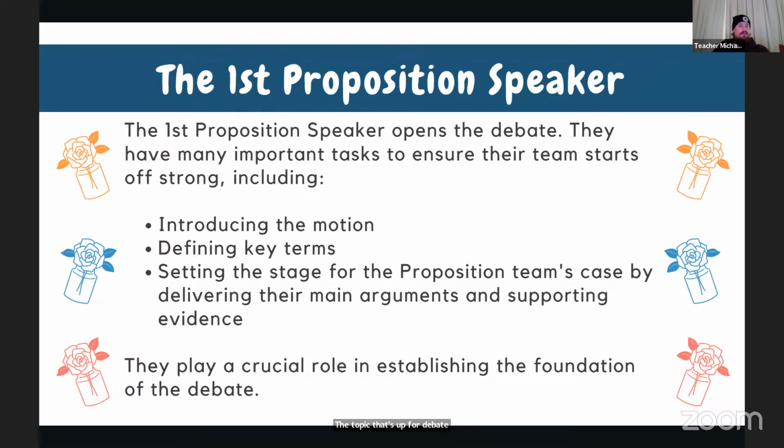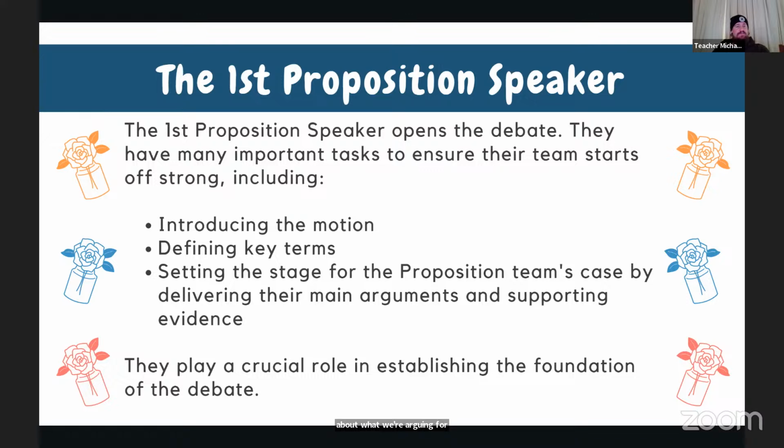A very important job they have is they need to define key terms. An important thing for the proposition team to do is not just to tell us what their stance is, but they need to define it for the judges and for the audience. Because with a debate topic, there are lots of possible lines of logic that either team can take. So we want to make sure that we're very, very specific about what we're arguing for.